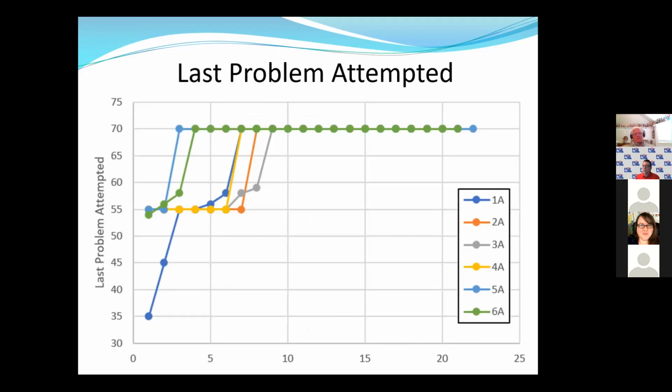This is by conference, what the last problem attempted was. What you see here is, if we start with conference 1A, there was one contestant. This is the blue line going from left to right. There's one contestant who stopped.